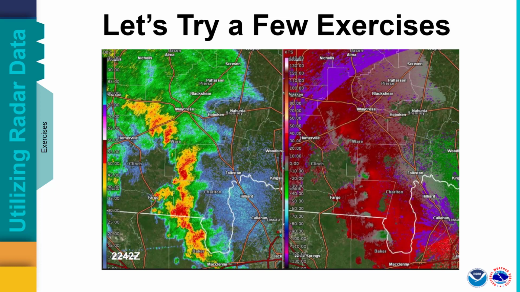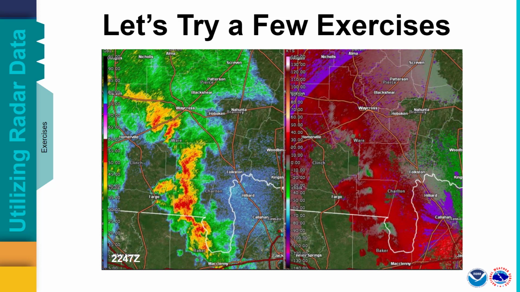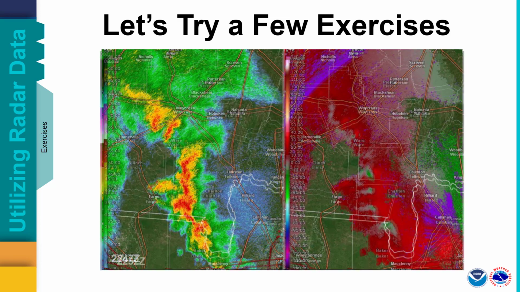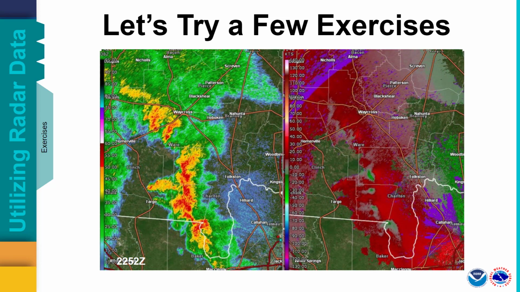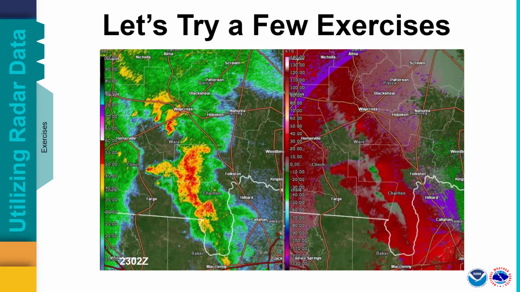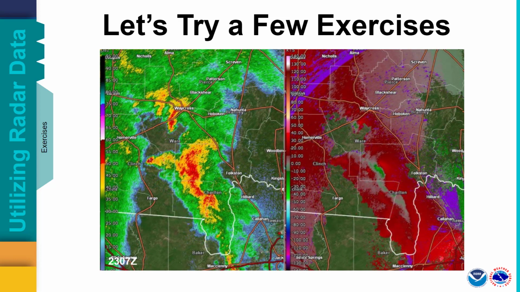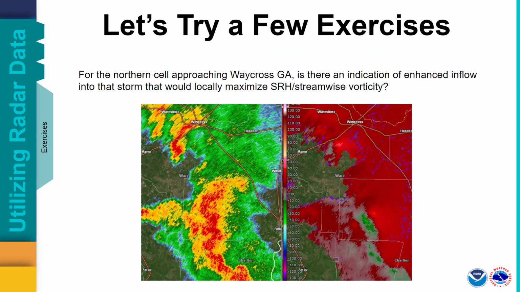Here's an animation of 0.5 degree reflectivity and base velocity images focused on southern Georgia. We see a band of both discrete and linear storms along with some low-level rotational signatures. For this image, let's focus on the northern storm heading towards Waycross, Georgia. Do you see any sign of environment enhancement that could support greater tornado potential?